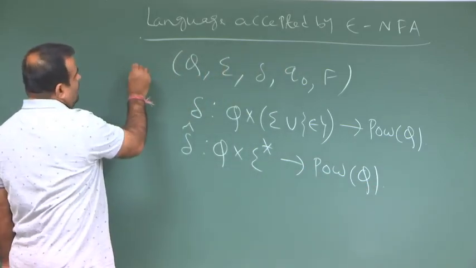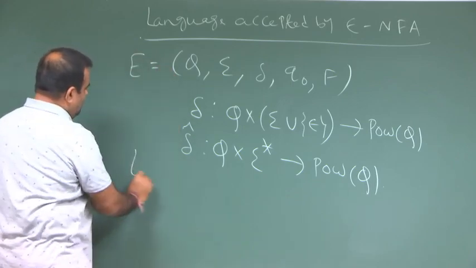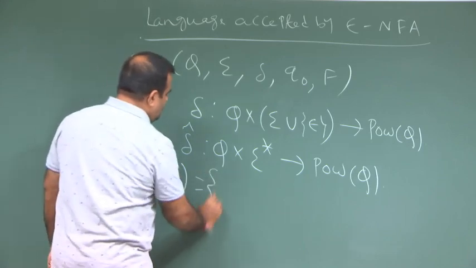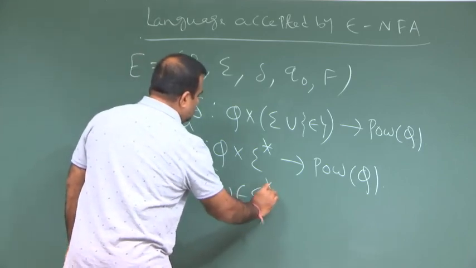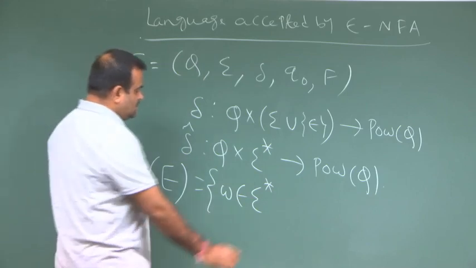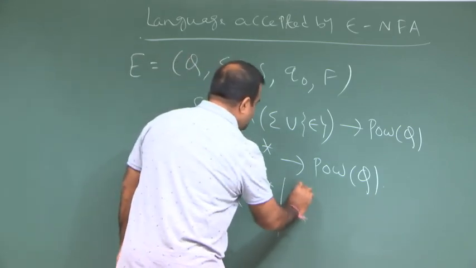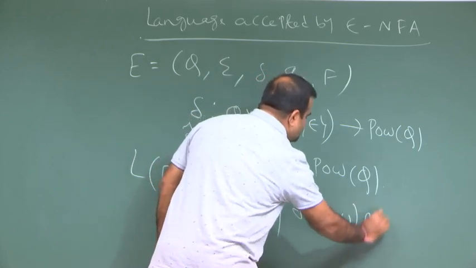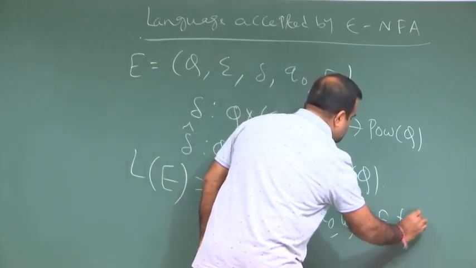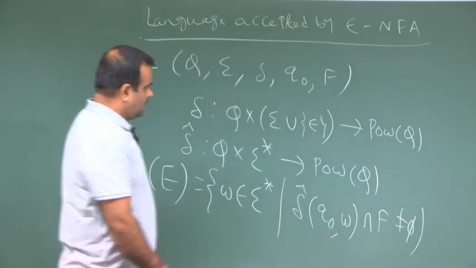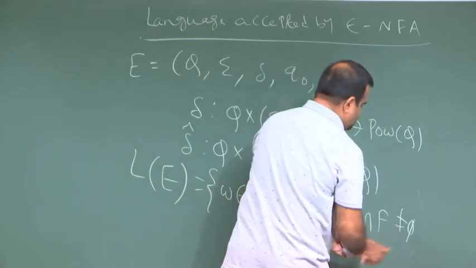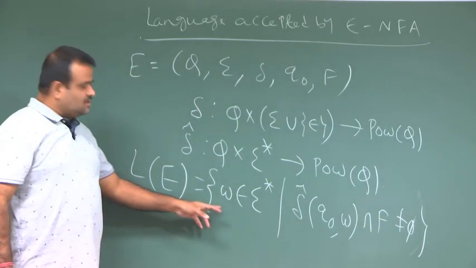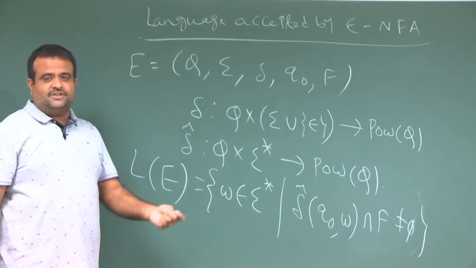So, if this is E, then the language of E, the ε-NFA, is nothing but the set of all w belonging to Σ star such that the intersection of δ hat of q0 and w with F is non-empty. Okay. So, this intersection is not empty.